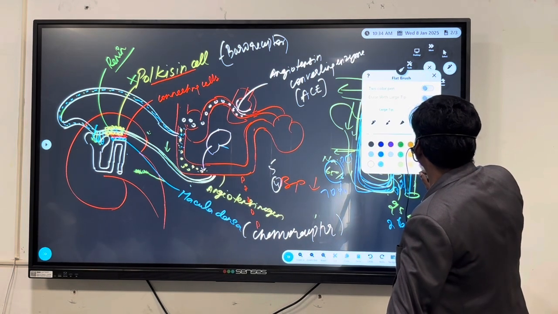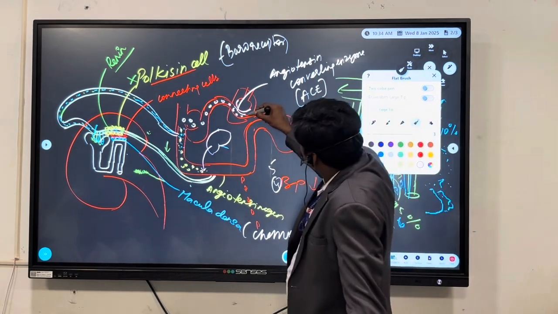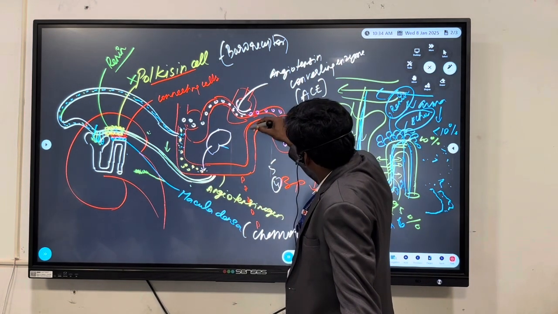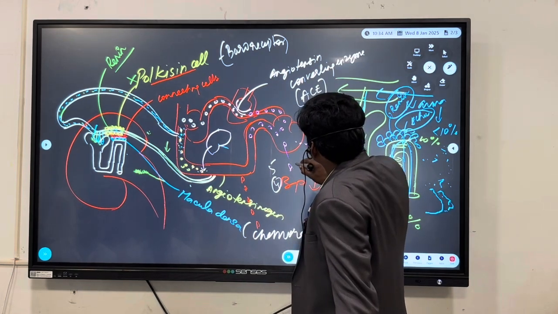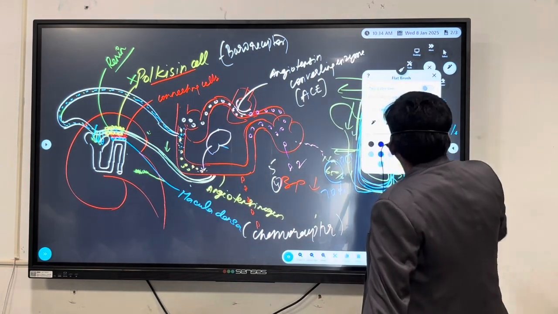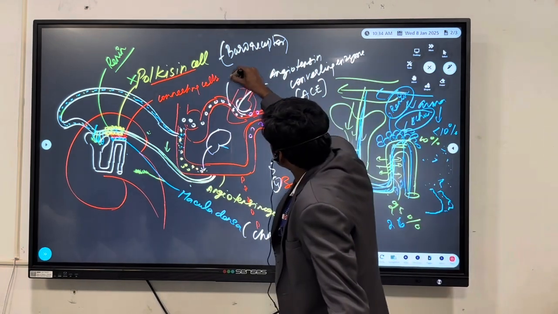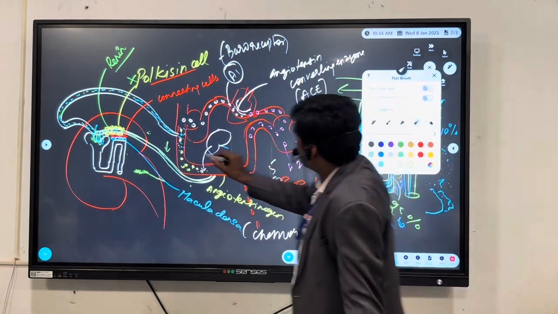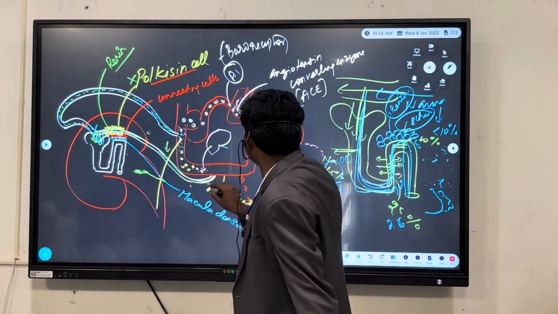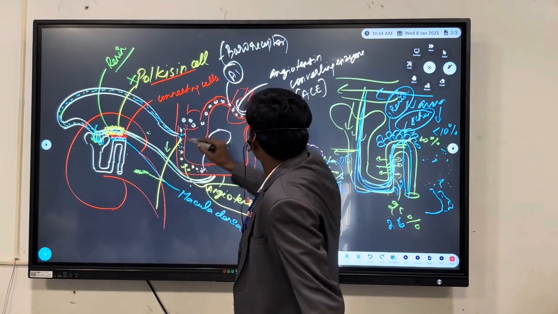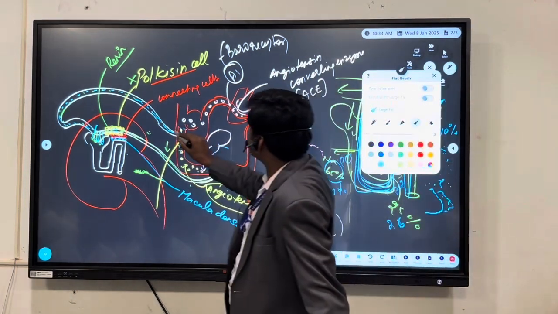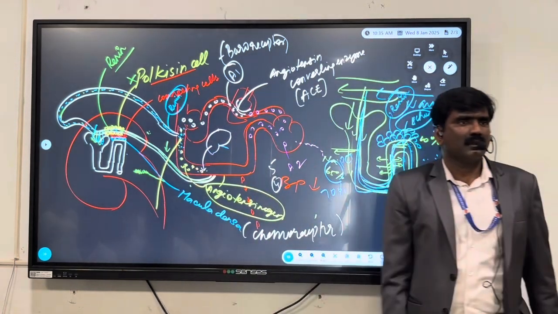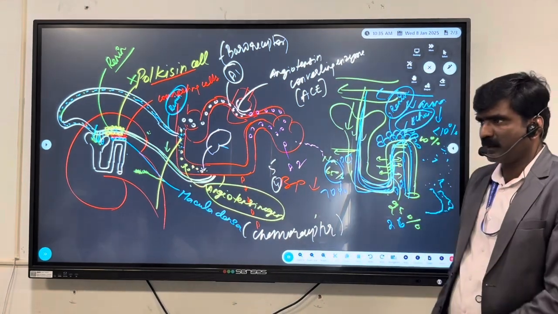Last. Okay. So this is angiotensin 2. This is angiotensin 1. And this is angiotensinogen. And blue color is renin. Right? Again I will repeat.